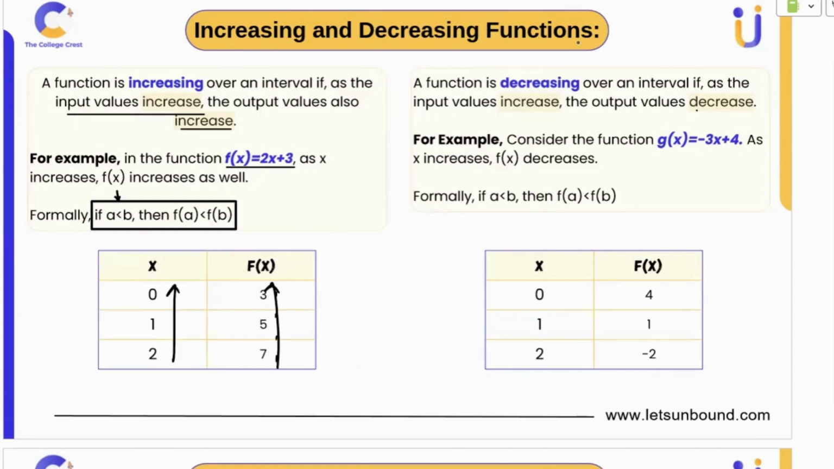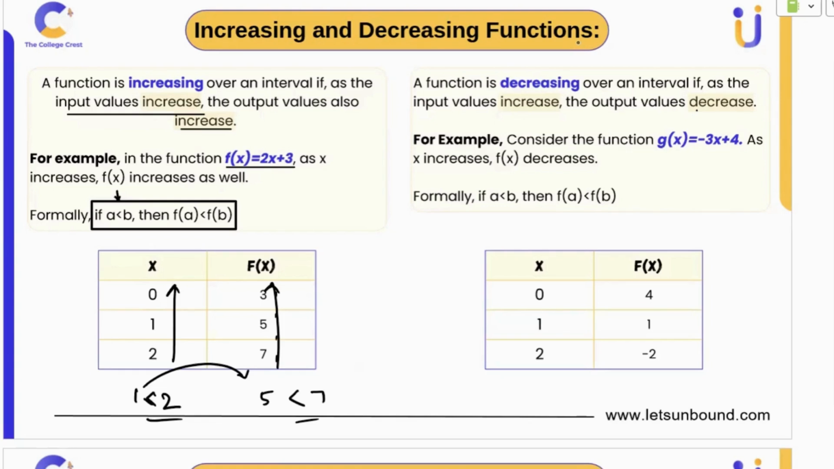So the formal definition: if you apply 1 is less than 2, you compare the output of 1 with the output of 2, and that also satisfies the same inequality. So this is the way we can check with tables and the formal way of checking.